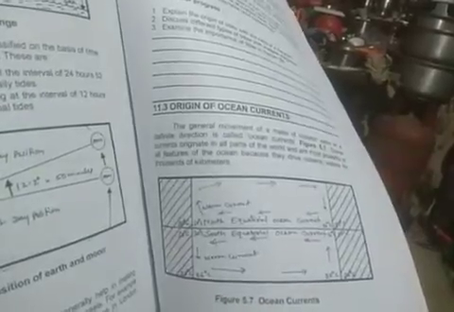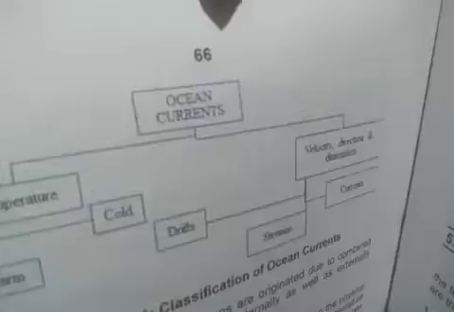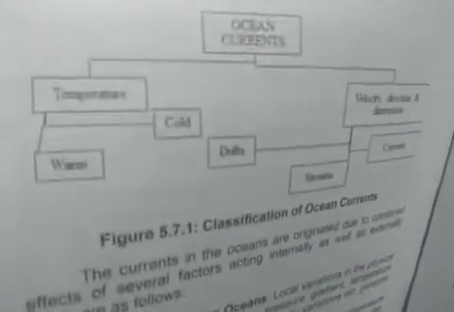Ocean currents: 25 degrees Celsius, 20 degrees Celsius to 30 degrees Celsius. Ocean currents.